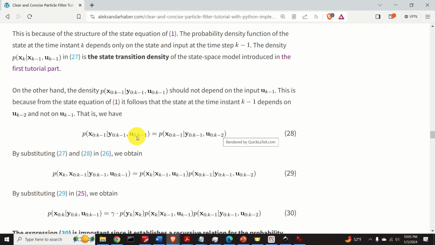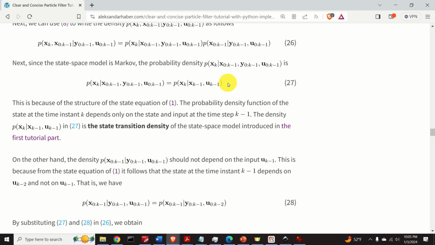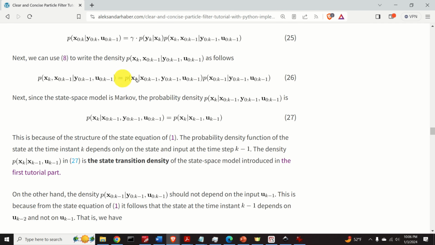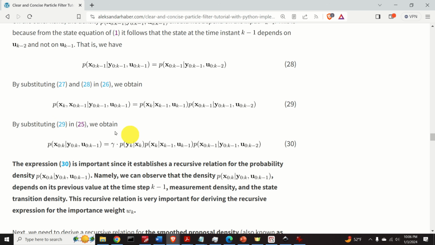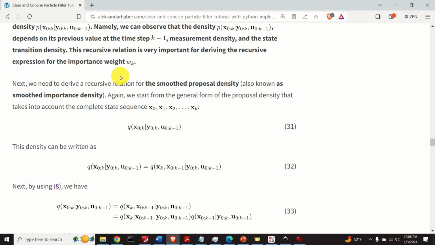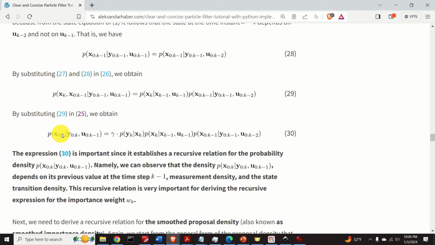And notice the difference. We can see here that the input starts at 0 and ends at k minus 1. However, here the input starts at 0 and ends at k minus 2. Now, by substituting the equation 27, that is the first simplification, and this second simplification in our original equation given over here, we finally obtain this form. Next, let's substitute this form in our original equation, that is in the equation given by the index 25. As the result, we finally obtain this equation.